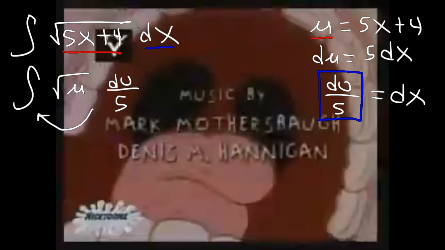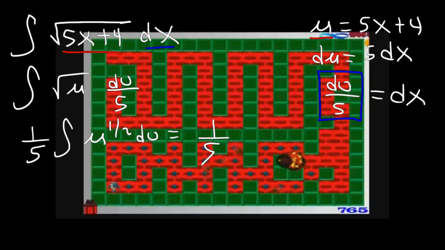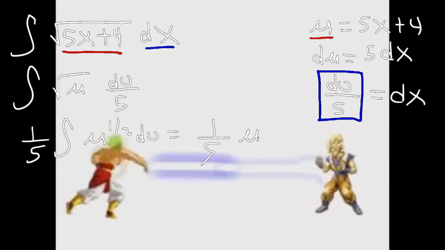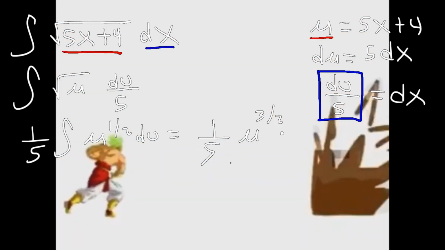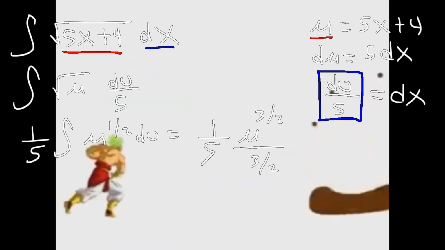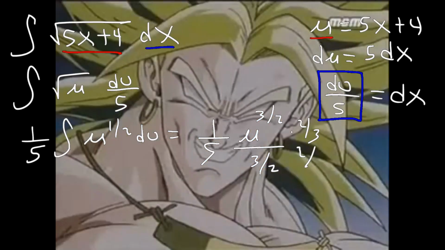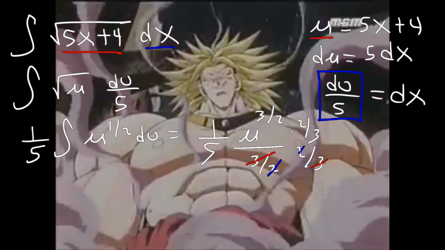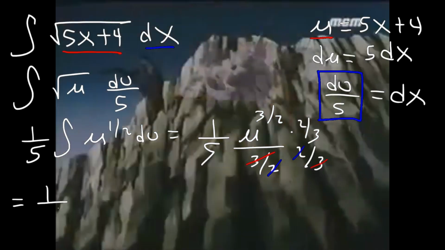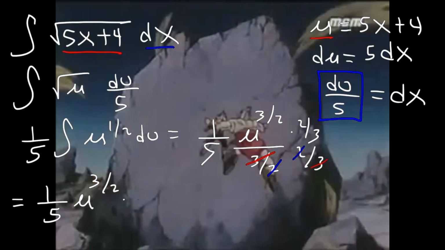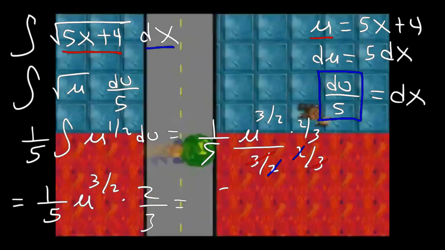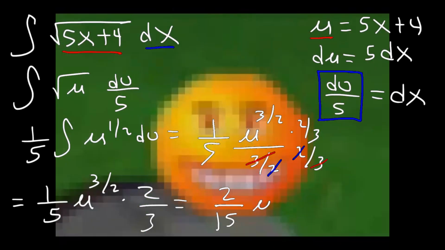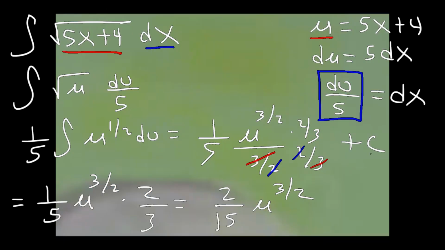And move the 5 to the front. So this is 1/5, and then instead of the square root of u, we're going to write it as u to the 1/2. So now let's use the power rule. 1/2 plus 1, that's going to be 3 over 2. And if you divide by 3 over 2, what I would recommend is multiply the top and the bottom by 2/3. So the 3's in the bottom will cancel, and the 2's will cancel as well. So in the end, you get 1/5 u to the 3/2 times 2 over 3, which becomes 2 over 15 u to the 3/2. And let's not forget the constant of integration, plus c.